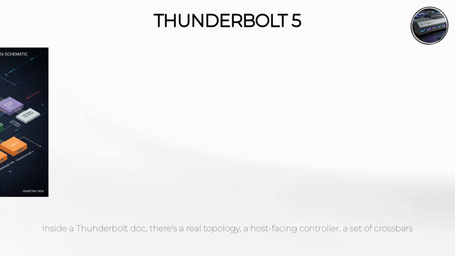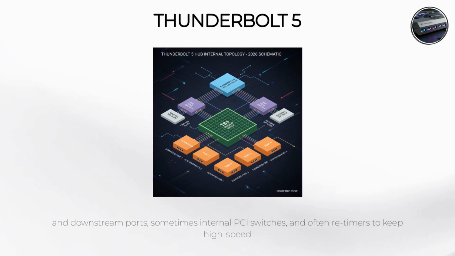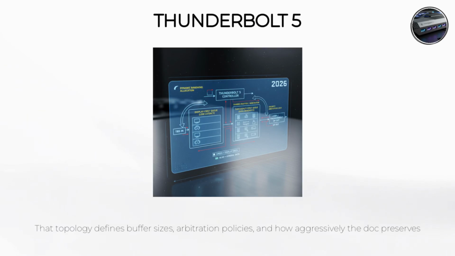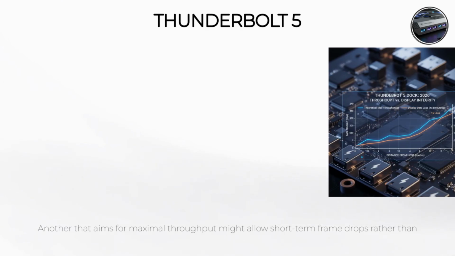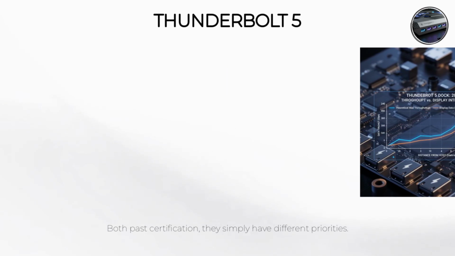Inside a Thunderbolt dock, there's a real topology: a host-facing controller, a set of crossbars and downstream ports, sometimes internal PCI switches, and often retimers to keep high-speed signals healthy. That topology defines buffer sizes, arbitration policies, and how aggressively the dock preserves display integrity when everything is busy. A hub that treats the display as sacred may throttle PCI transfers more quickly. Another that aims for maximal throughput might allow short-term frame drops rather than pause a big copy. Both pass certification, they simply have different priorities.